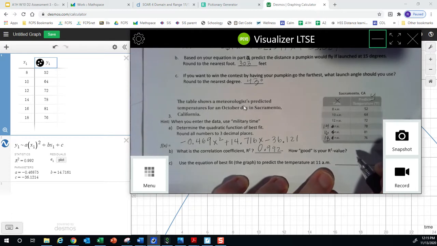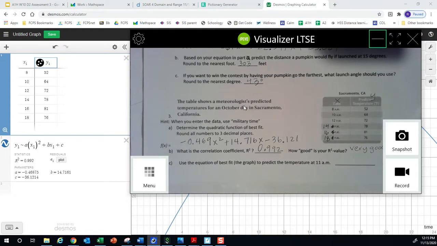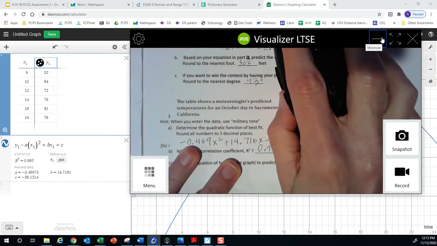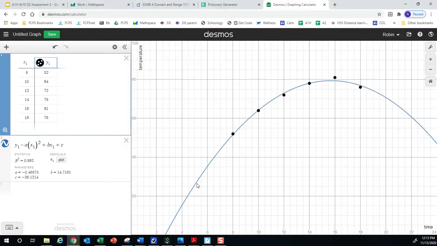How good is my r squared value? Well, it's really close to 1, so I would say very good. It's very close to 1. Okay, finally, last question for you. Use your equation of best fit to make a prediction about what the temperature is at 11 a.m. So make your prediction. Use your graph. Use the fact that you can drag your cursor across the graph. Make a prediction.